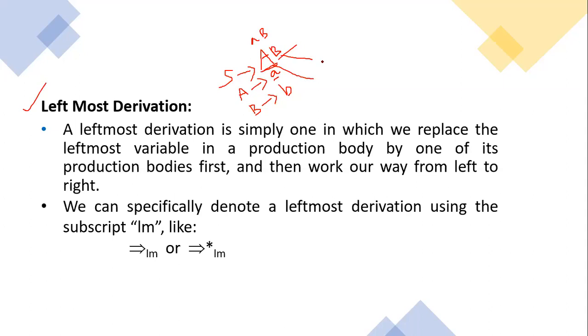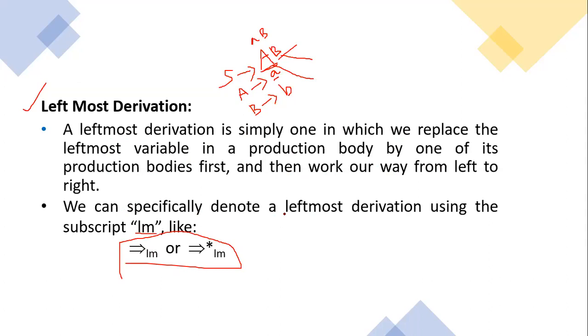For that, on the left side we have some non-terminals, which means we can substitute for that non-terminal. If we start with the leftmost element, then we can say leftmost derivation. If we start with the rightmost element, then we can say rightmost derivation. A leftmost derivation is simply one in which we replace the leftmost variable in the production body first, then work away from left to right. We can denote leftmost derivation like this: LM, and rightmost means RM.